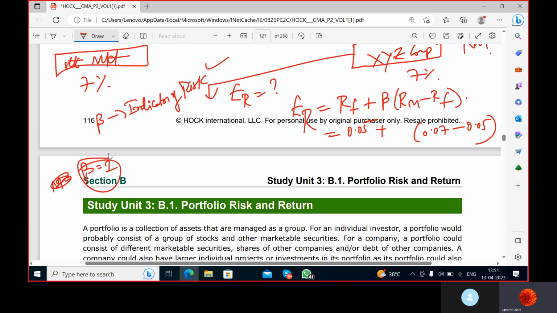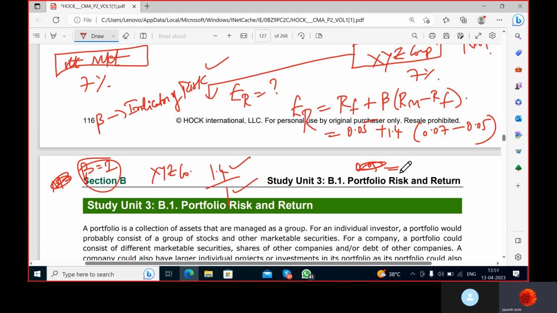Now, next point. So now comes the beta. Let's say the company you are taking is XYZ Corporation. The beta of XYZ Corporation is 1.4, let's say. The meaning is 1.4 divided by 1. That means the risk of investing in XYZ Corporation with respect to investing in the market. So XYZ Corporation is 1.4 times riskier than the market, correct? So we'll put 1.4 here.